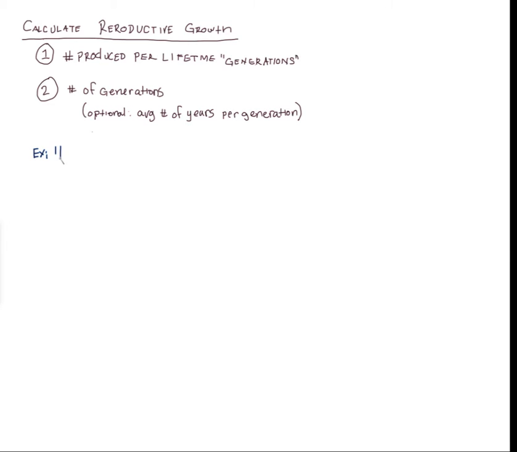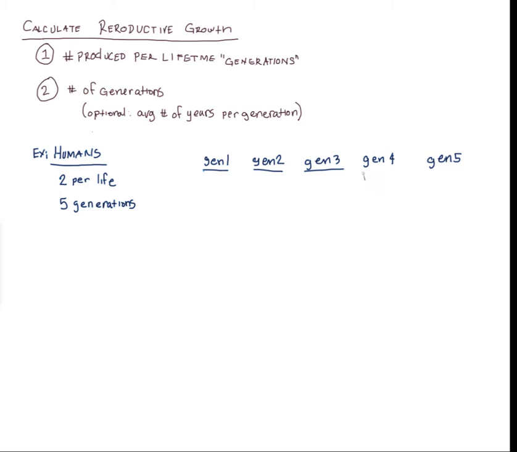It's pretty easy. So we're going to do it with humans. Okay, and in this case, we've got 2 per life. We're just going to assume this, of course. This isn't always the case. And 5 generations. So we're just going to see what happens in 5 generations. And let me just write this out.